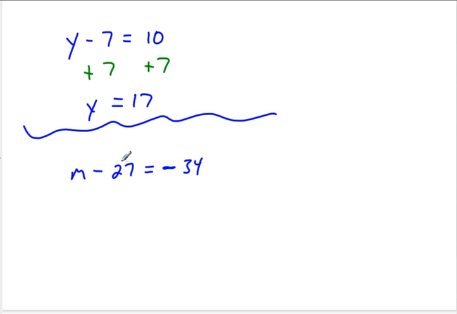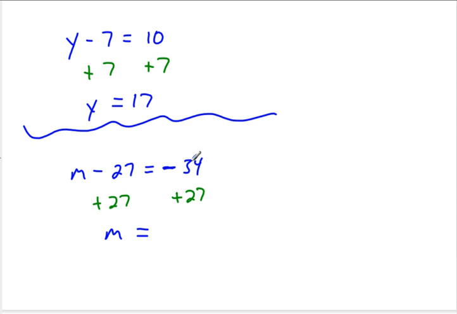Again, we have this subtraction of 27. We need to do the inverse operation. We need to get rid of that minus 27 by adding 27. Again, the addition property of equality says we have to do it to both sides. On the left side, we're going to end up with this m all by itself. On the right side, we have negative 34 plus 27.